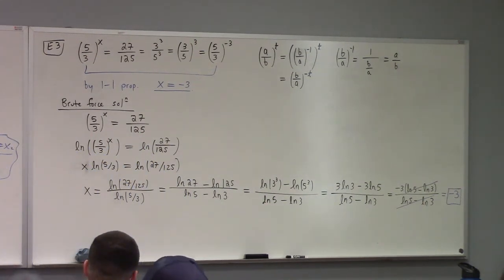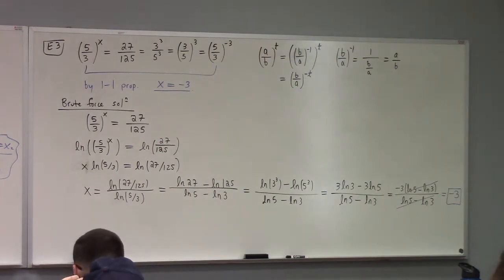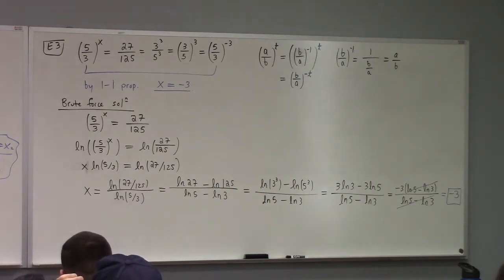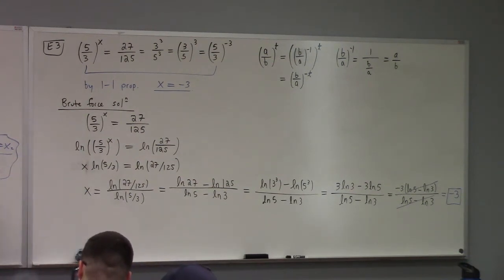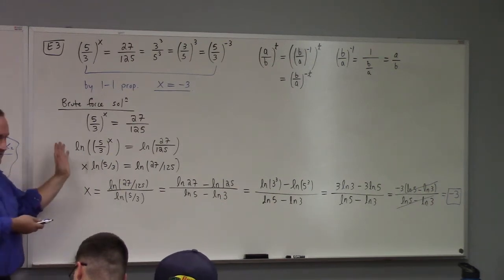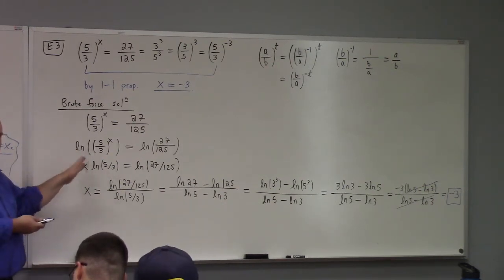This is brute force because it's not clever. I'm just applying properties of logarithms systematically towards the goal of simplifying the answer and finding the answer. Obviously, rewriting the number as a power of 5/3 is much easier. The clever solution is almost always easier, right? But if you don't see the clever solution, the idea, oh, I can take the natural log of both sides, is a very productive thought.